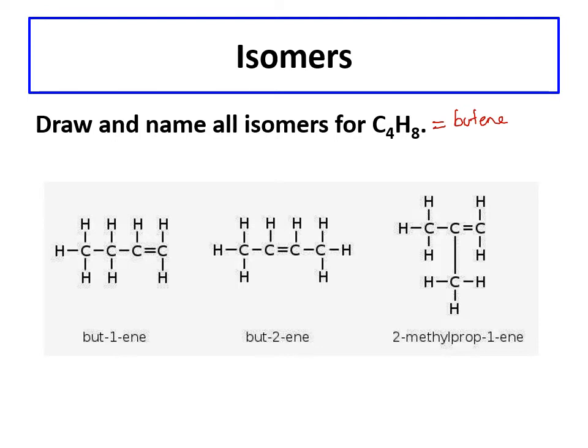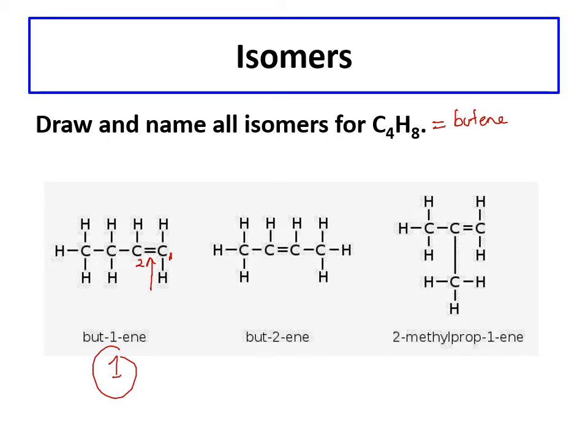Why is it but-1-ene? Because if you see here, you have the double bond, and this double bond is attached to this carbon, so we're going to name this carbon as number 1 and this is number 2. All right, so this is your isomer number 1.